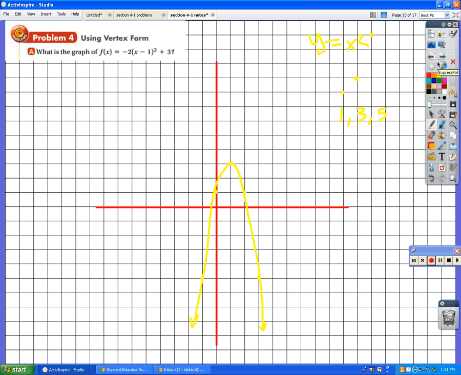Any questions about how I got that? And then hopefully, you recognize that this is a little bit skinnier than a normal parabola. Like I said, normally you'd go over 1 and then down 1 and then down 3. So the parent parabola would be a little bit wider than this one right here.